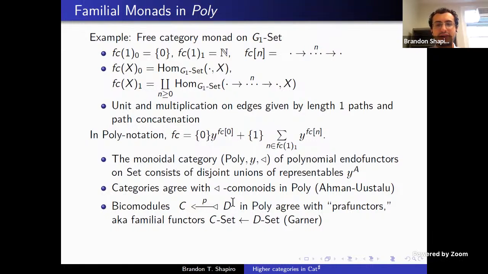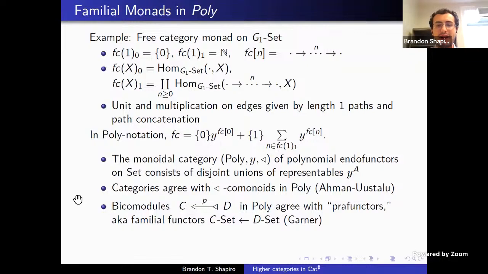But the reason I don't really have to tell you so much about what those mean is because Richard Garner showed that these bicomodules actually agree with familial functors. So if you have a bicomodule from the polynomial comonoids corresponding to the categories C and D, that gives you exactly the same information that we defined above for familial functors from D sets to C sets. And so we can do all of this in that sense in polynomial functors.